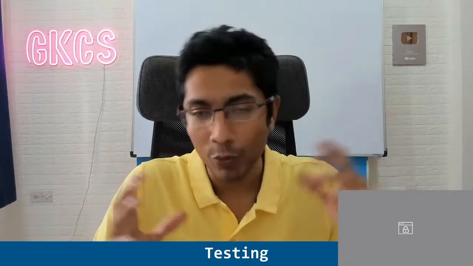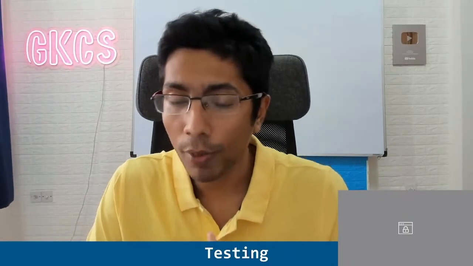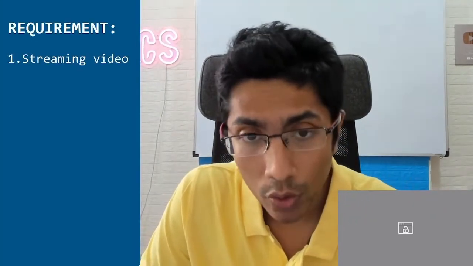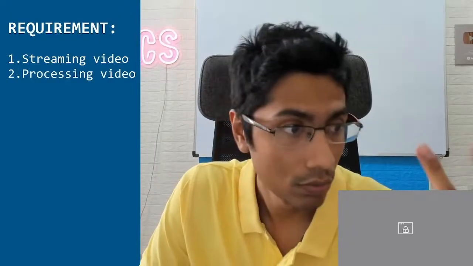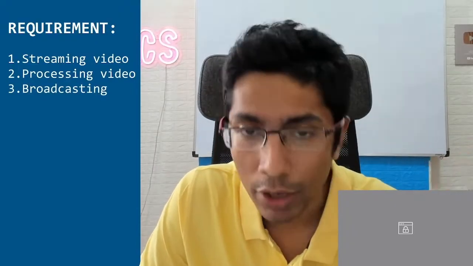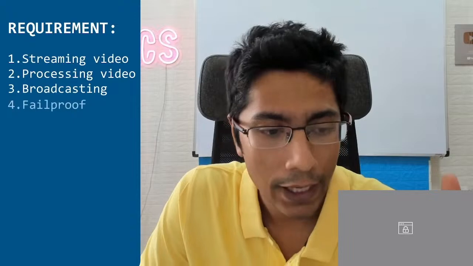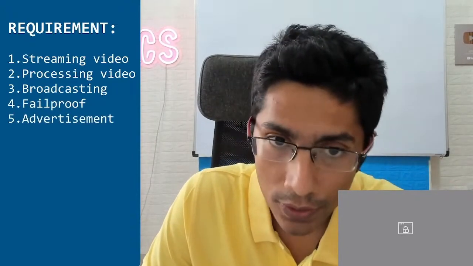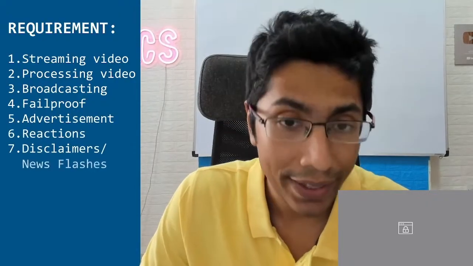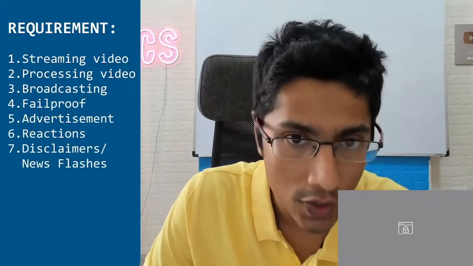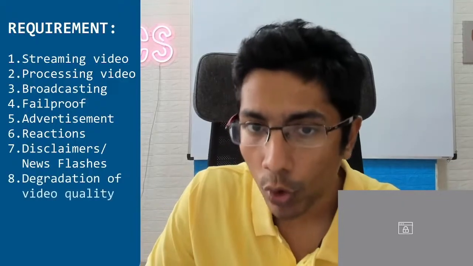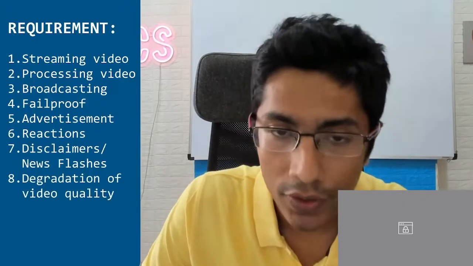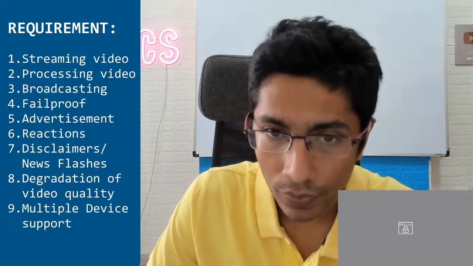Okay, let's recap with an example. Let's say we have a live streaming system. How would we go about designing this? Requirements would be streaming video, processing video, sending video to multiple customers, so that is broadcasting. Not failing is a requirement. Showing advertisements, allowing reactions, showing disclaimers or news flashes, having graceful degradation of video quality in case you have low bandwidth, allowing multiple device support, and so on.